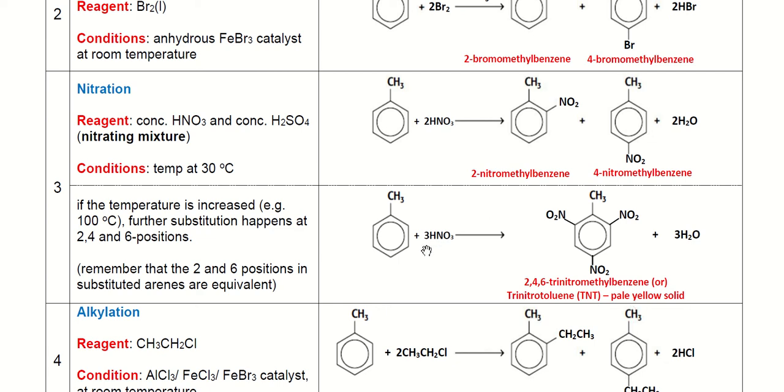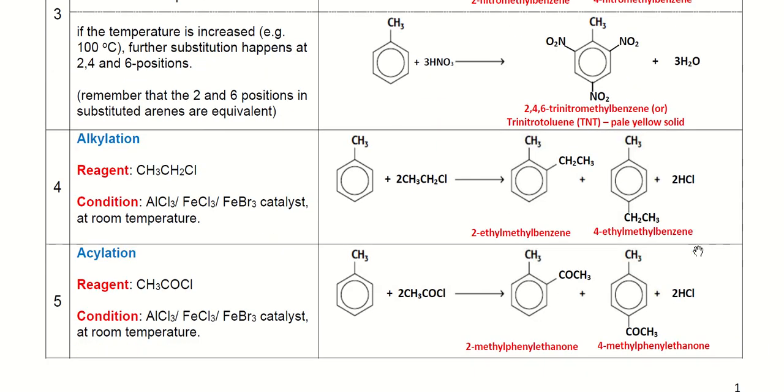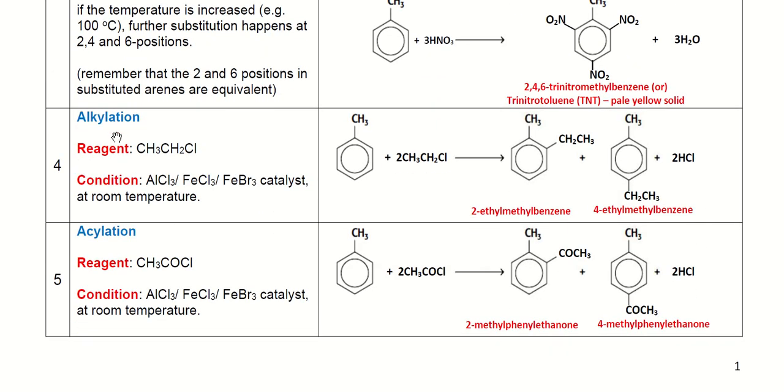Okay, so I make sure that I have 3 HNO3 because it will provide me with 3 NO2, and also it will give me 3 moles of water. Make sure you balance the equation. Okay, now we have another one, number 4, alkylation.